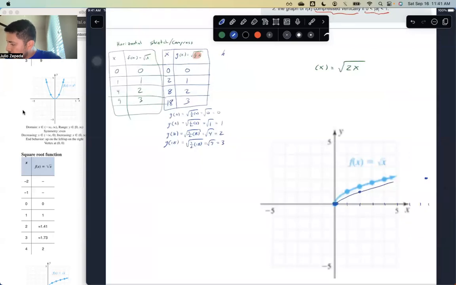So what did this do? It stretched my function by a factor of 2. It stretched horizontally. And that's what it looks like. We want to describe it as a horizontal shift.